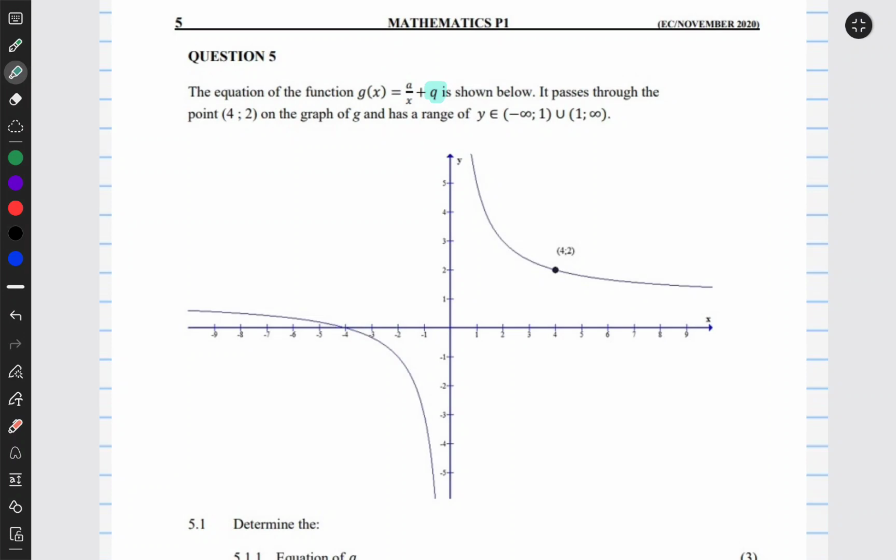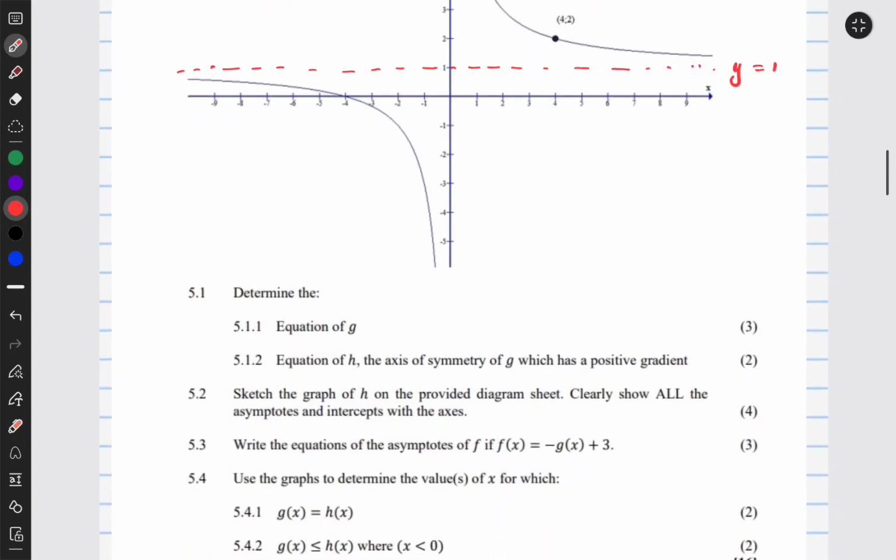It passes through the point (4, 2) on the graph of g, and has a range of y is an element of negative infinity to 1 union 1 to positive infinity. What does that tell us? Our function exists for all y values except for 1. If our function doesn't exist at 1, it means that y equals 1 is the asymptote, and the asymptote is the value of q from our function.